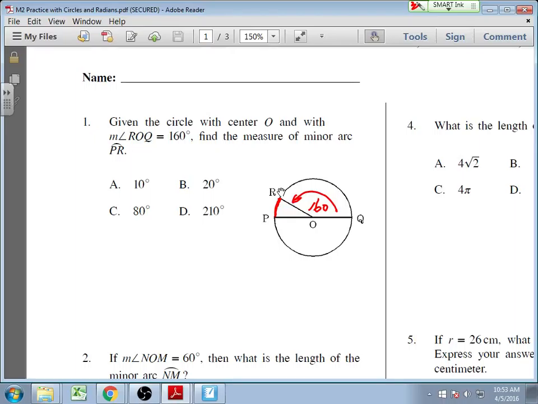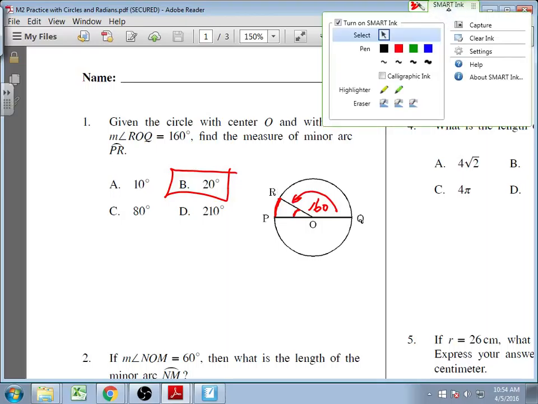What is it, Seth? Twenty. Because this arc right here would be 20 degrees, that angle's 20, the arc measure is 20 degrees. But you can't talk about the length of that arc as being 20 degrees, because degrees is not length. This is why the idea of a radian was invented, because it relates this length relative to the size of a circle.